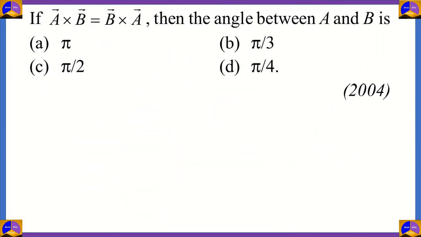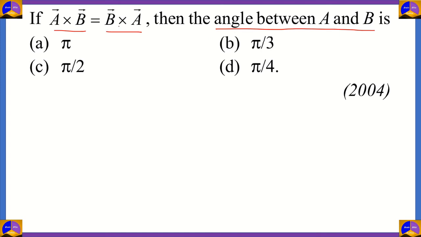Moving on, if vector A cross vector B is given as equal to vector B cross vector A, then find the value of the angle between A and B. So cross product is usually not commutative. That means A cross B is usually not equal to B cross A. It only happens in special conditions. We need to find out the special condition for that.